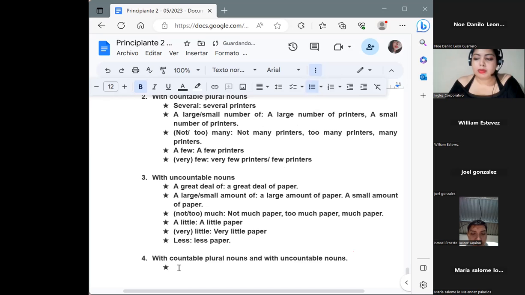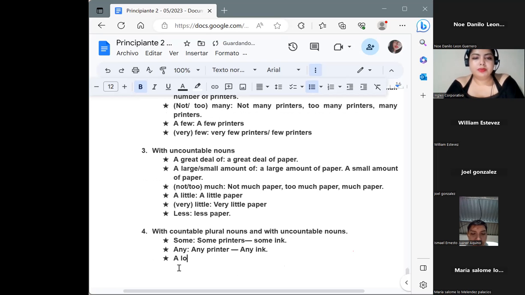Ok, para estos dos vamos a utilizar lo siguiente. Podemos utilizar la palabra some para ambos. Some printers. O podemos decir some ink. Que básicamente sabemos que la tinta no la vamos a contar uno a uno, ¿verdad? Any. Lo podemos utilizar con ambos. Any printers. Pero cuando son plurales. Y para nombres no contables. Any ink.